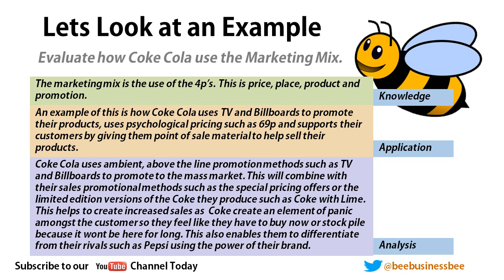They will combine with their sales promotion methods such as special pricing offers and limited editions of Coke that they produce, such as a lime Coke version. This helps to create increased sales, as Coke creates elements of panic amongst the customers, so they feel like they have to buy more now or stockpile because it won't be here for long. This enables them to differentiate from their rivals such as Pepsi using the power of their brand.